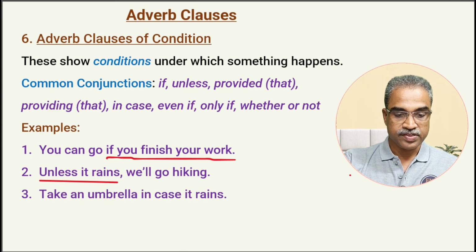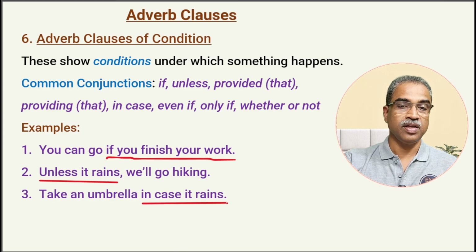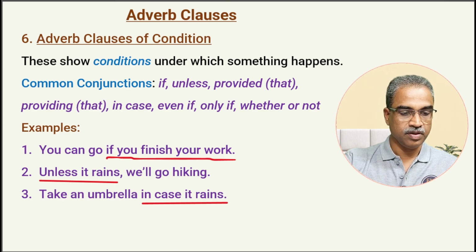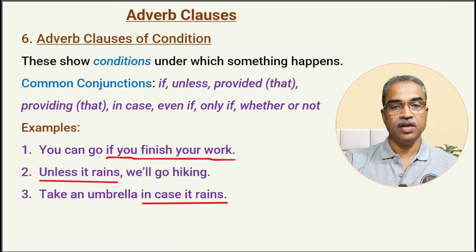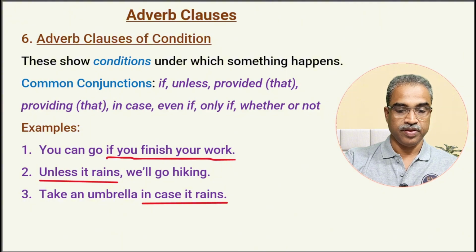Next is: take an umbrella in case it rains. In case it rains, if it rains, take an umbrella. Take an umbrella on one condition: if it rains. If it doesn't rain, no need to take. Simple. So this is the adverb clause of condition. And we are familiar with it because we learned conditional clauses: zero condition, type 1, type 2, and type 3 conditions we saw.